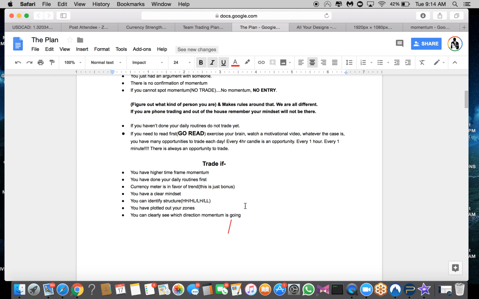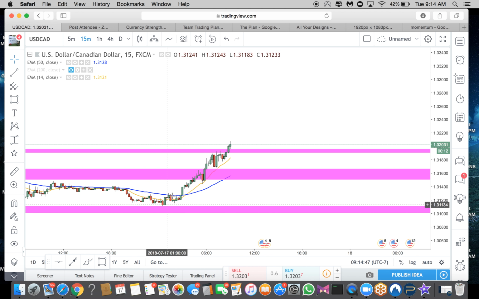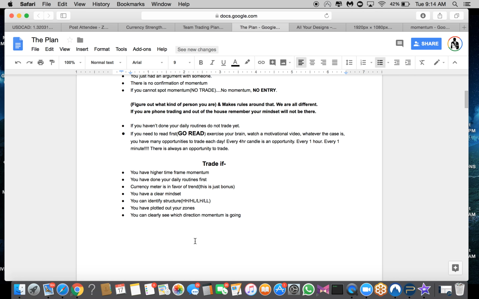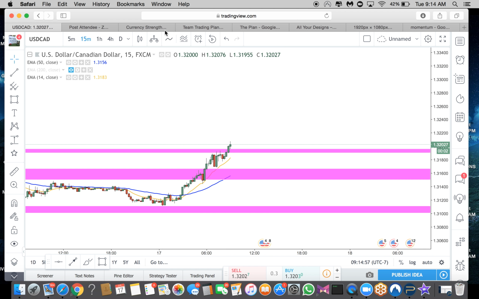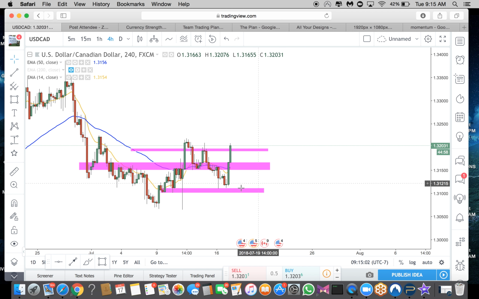What is this? Oh, it wants me to type. You can identify structure, higher highs, higher lows, lower highs. We already knew that the 15-minute was making higher highs and higher lows. So it's telling you that we have bullish structure. You plotted out your zones. We already plotted out our zones if we were trading at the time. Right? This is literally what my zones would have been.